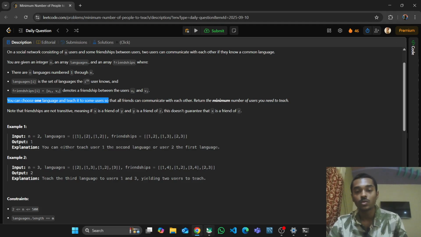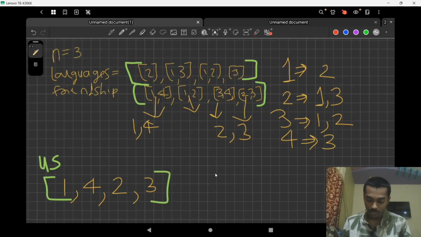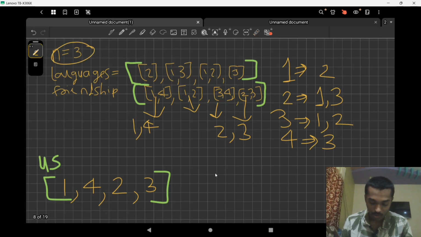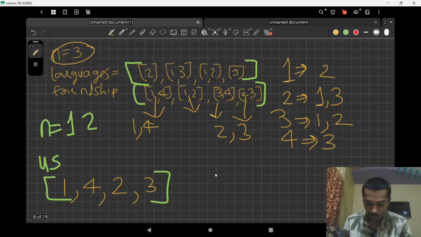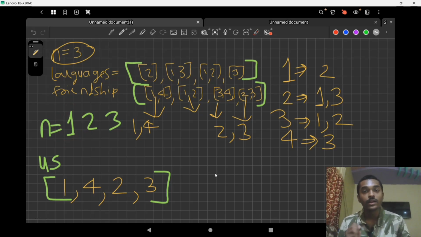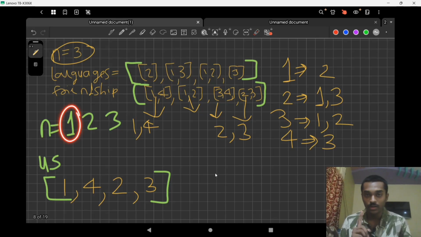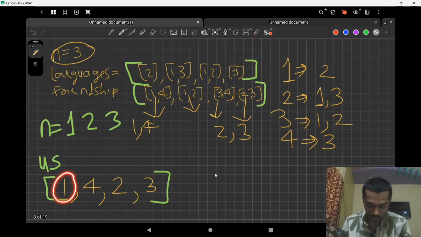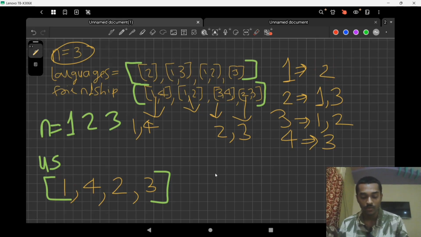So what we are going to do for now: we have n languages, where n is equal to 3, so we can choose from 1 to 3. Let's try to choose the first language. Now let's see how many people we need to teach if we choose the first language. User one doesn't know the first language, so we need to teach.